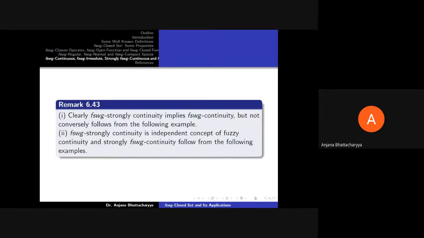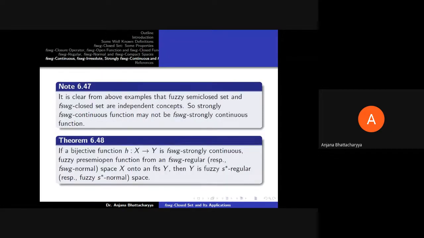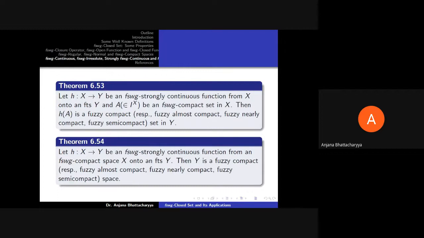And to remark, clearly Fswg strongly continuity implies Fswg continuity but not conversely, and Fswg strongly continuity is an independent concept of fuzzy continuity and strongly Fswg continuity, follow from these examples. So if a projective function, this is the application of Fswg strongly continuous function with fuzzy pre-semi-open function. Please come to the conclusion. Okay, these are the applications.